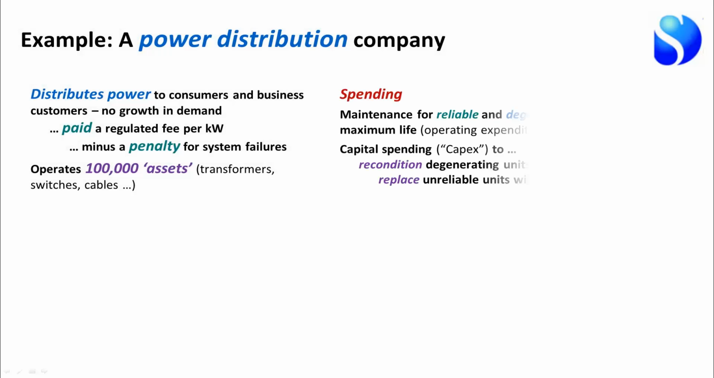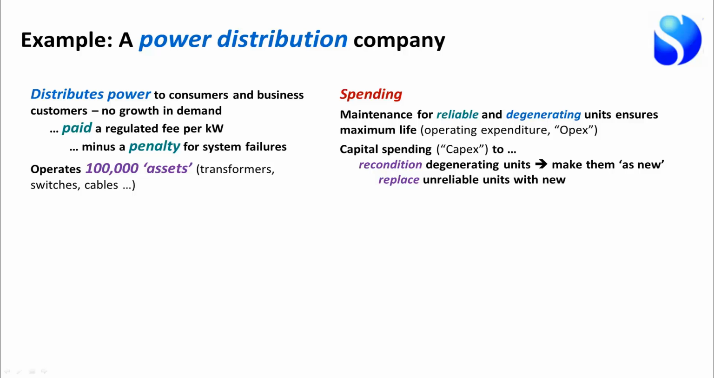Managing its performance is very much about keeping a good grip on the state of its assets. What are the decisions the company is making here? Well, the spending decisions divide into two broad classes. There's maintenance expenditure, committed to reliable and degenerating units to make sure they live their maximum life in those states. These items are major routine operating costs, or OPEX as it's known.